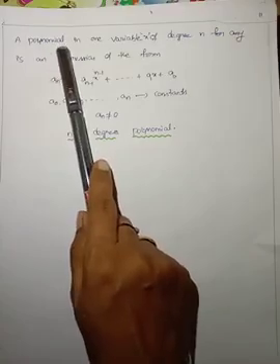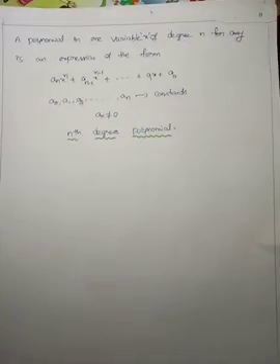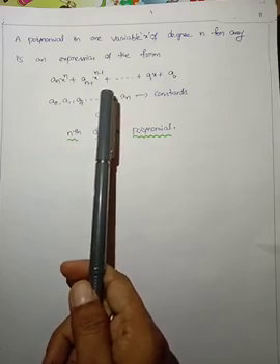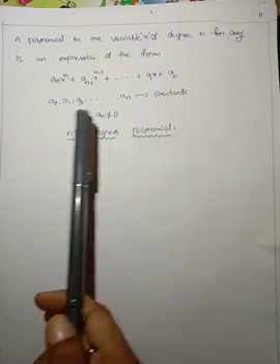Now we have to know about the nth degree polynomial. A polynomial in one variable x of degree n is an expression of the form a_n x^n plus a_(n-1) x^(n-1) plus and so on, plus a_1 x plus a_0, where a_0, a_1, a_2 and so on up to a_n are constants. a_n is not equal to 0.